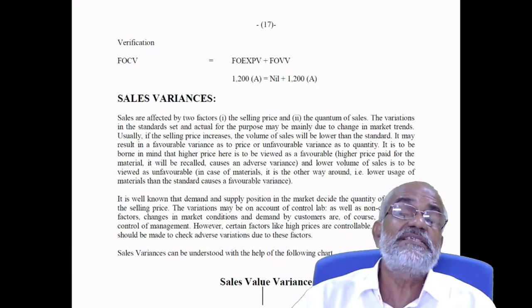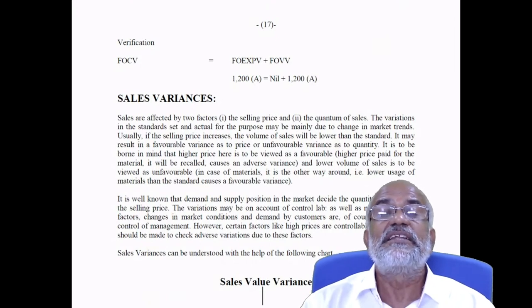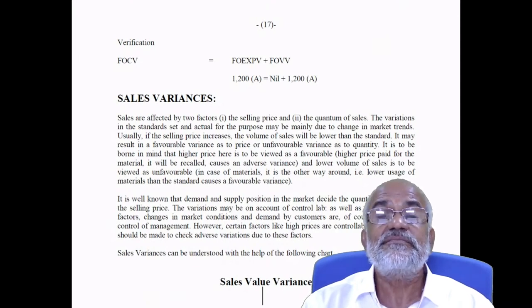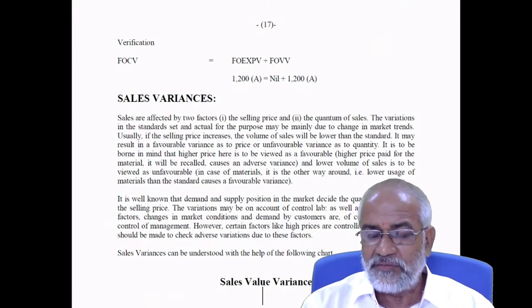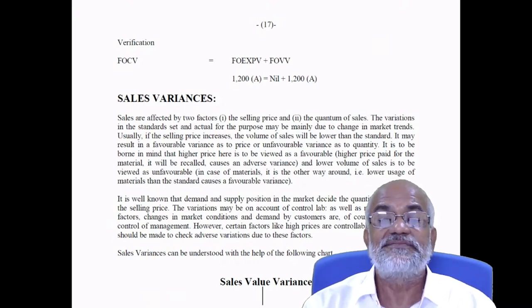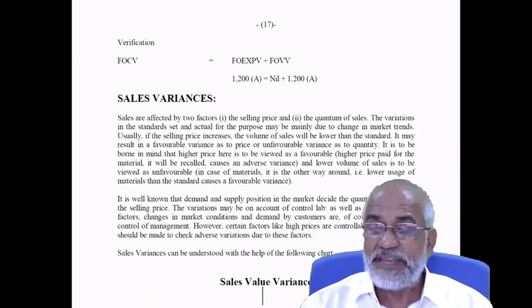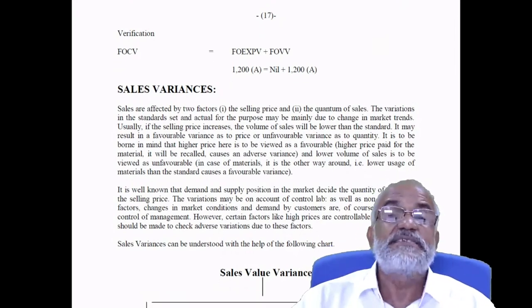When you go for verification of the fixed overhead cost variance, that is the fixed overhead expenditure variance, that is 0, plus the fixed overhead volume variance, that is 1,200 negative or adverse. So it is 1,200 adverse. So this is about the overhead variances. Then the next one is the sales variance.